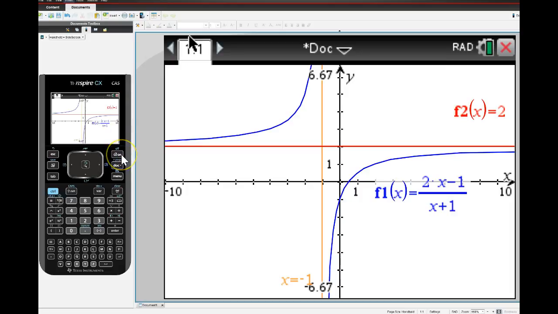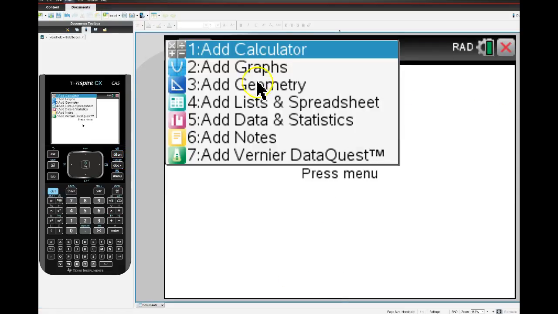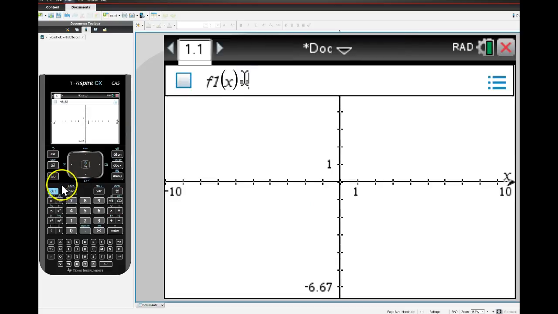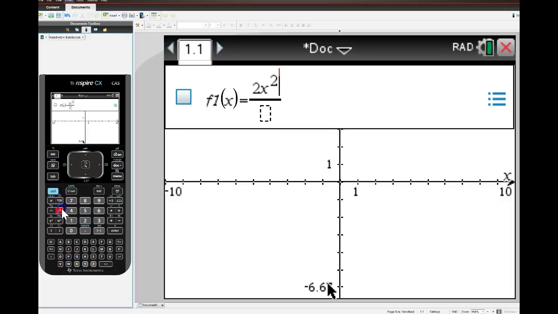Alright, so let's go ahead and just start a new document here. I don't need to save that one. And we are going to graph a rational function. This little key on my Inspire just gives me that fraction bar. So we're going to go 2x squared minus 3x plus 1, and we're going to divide by x squared minus 1.